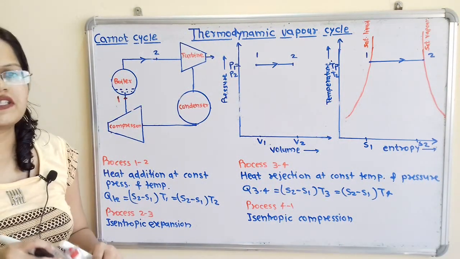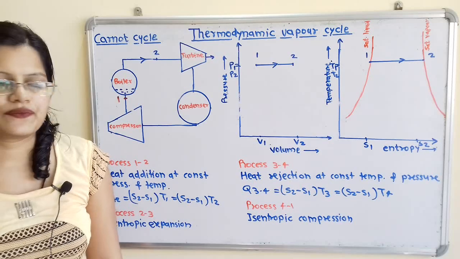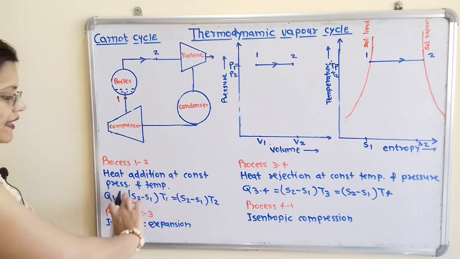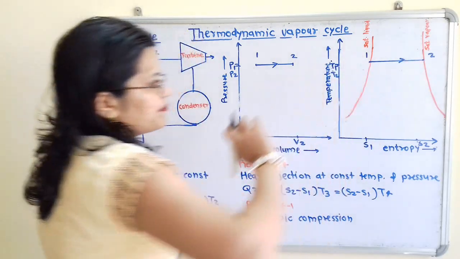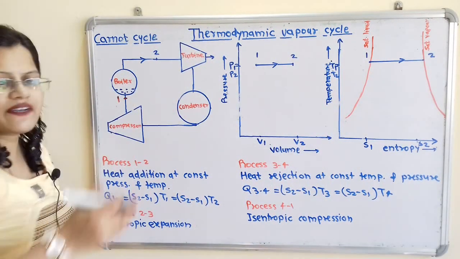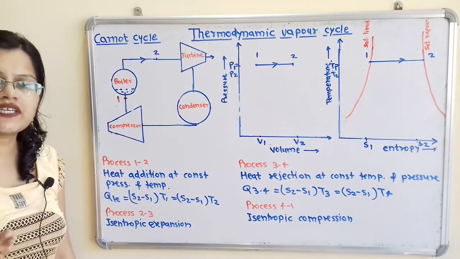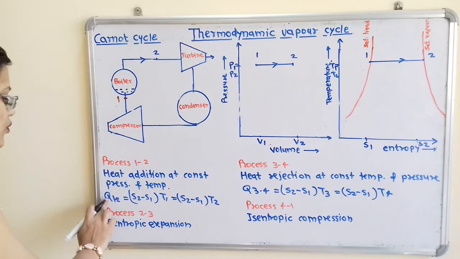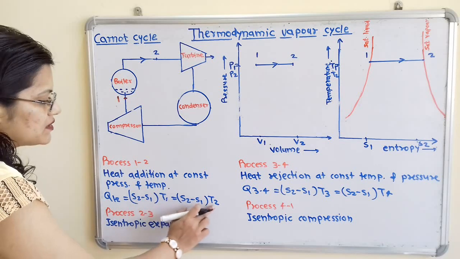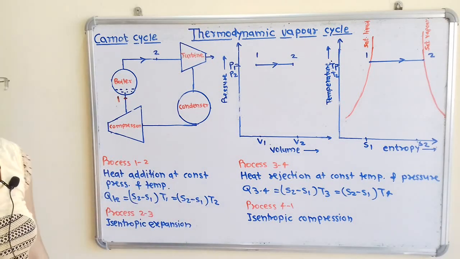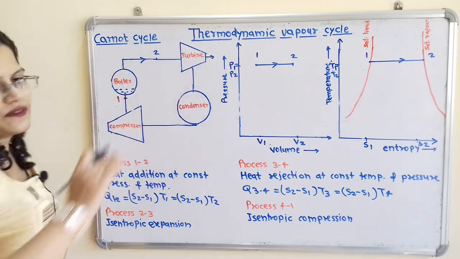So how to measure the amount of heat supplied? So amount of heat supplied is nothing but the change in entropy multiplied by temperature. So T1 is equal to T2, so we can either use T1 or T2. Q12 is equal to (S2 minus S1) T1, which is equal to (S2 minus S1) T2. Now we will move for the next process.